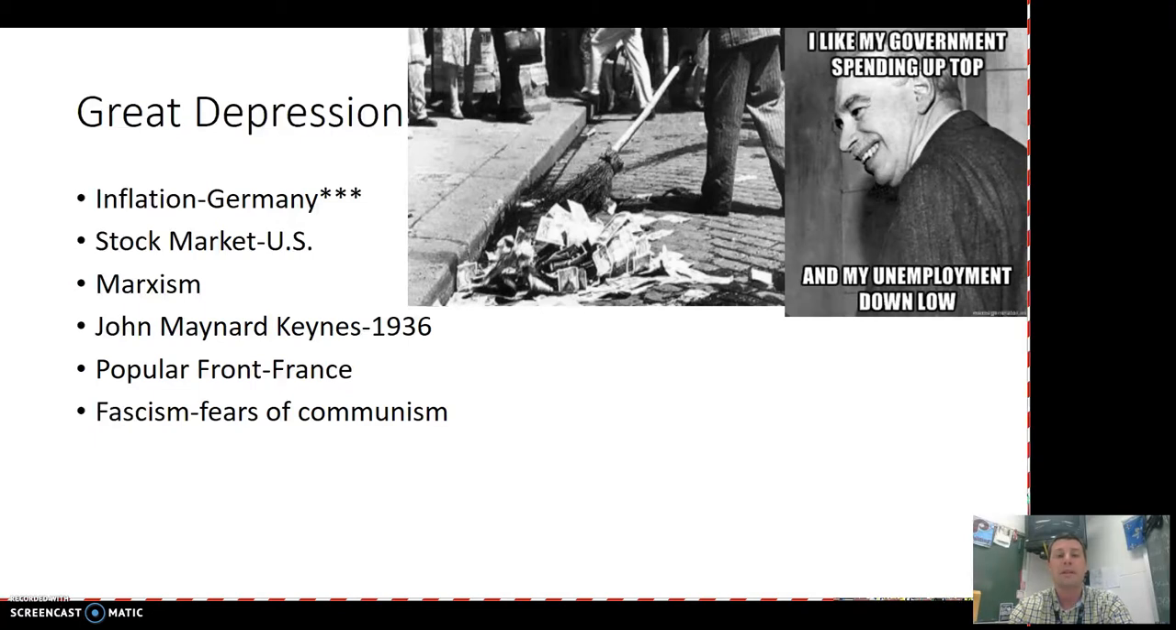We also see in France a movement towards a more socialist perspective on things. And so we have this group known as the Popular Front. They're one you're probably going to want to know for the AP exam.